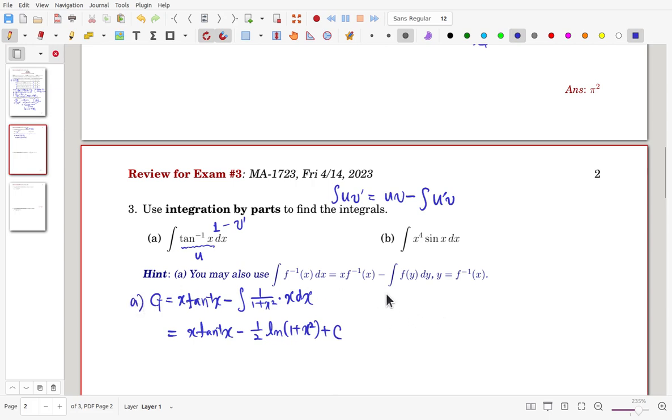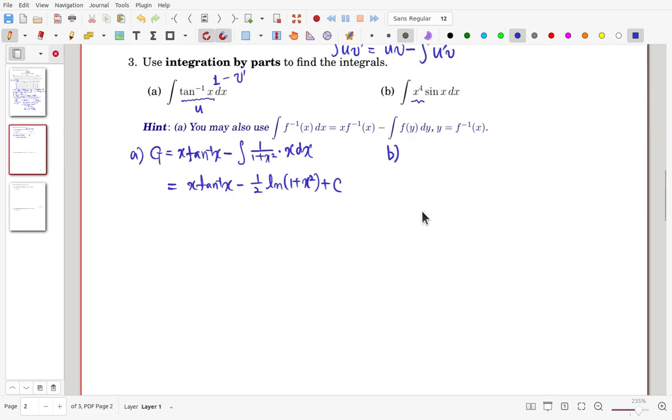Now let's go to part B. For a higher order polynomial like that, you can use the tic-tac-toe technique. Okay, let's try to do that. Here, u equals x to the 4, and v equals sine x.